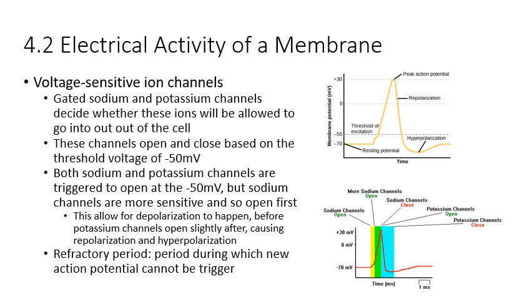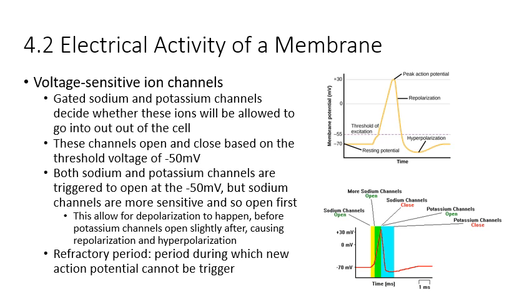Okay, so voltage sensitive ion channels are a big part of the action potential as well. Those gated sodium and potassium channels decide whether those ions will be allowed to go in and out of the cell. When the action potential is happening, these channels open and close based on that threshold voltage of negative 50 millivolts. If the membrane potential gets to negative 50, then the action potential is initiated. It's kind of all or none. If it's at negative 60, it won't trigger an action potential. It'll just go back down to negative 70 without hitting that peak.